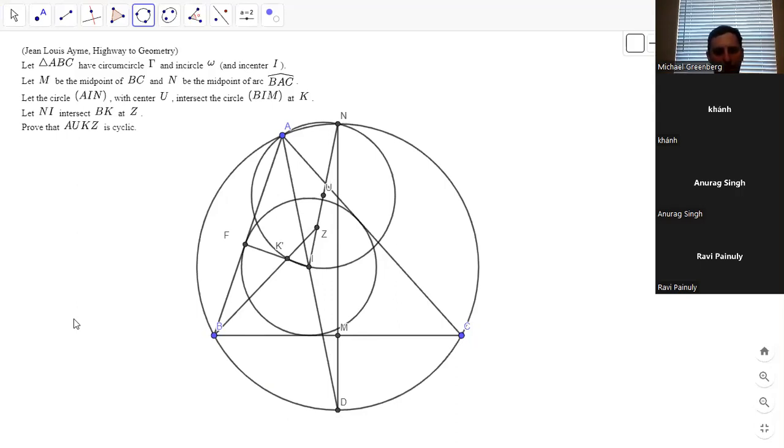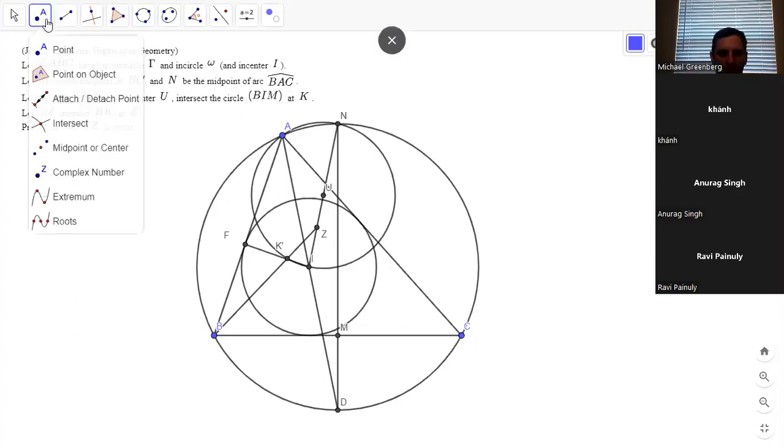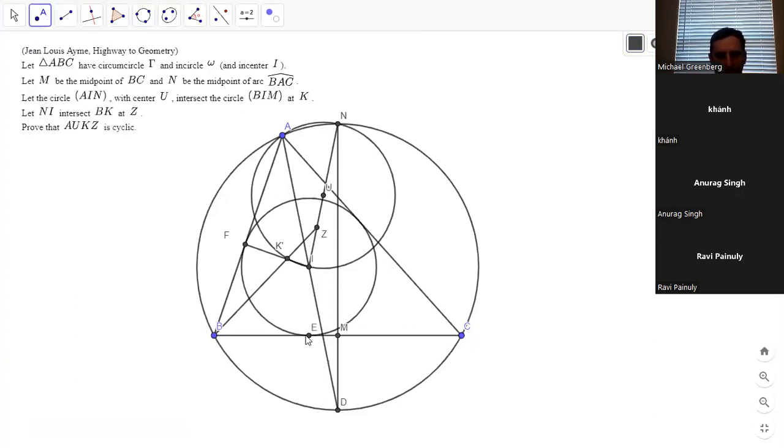So let me draw this point right here. We know that IM bisects AE. I don't know if that helps at all.